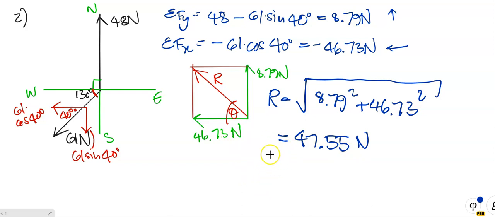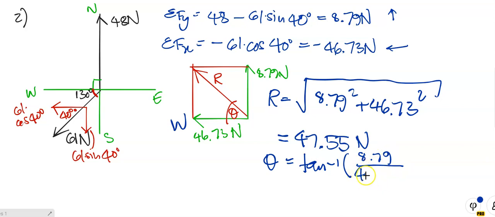And of course, the angle theta. Now people, listen to me very carefully. Some people just never get this. The angle theta there is just the angle between that component there, which is going westwards, and the resultant. It is not the direction. That's the angle. We come to the direction. Okay. And the angle theta there is arctan of 8.79 over 46.73.